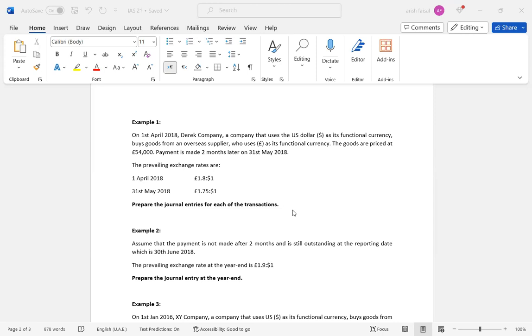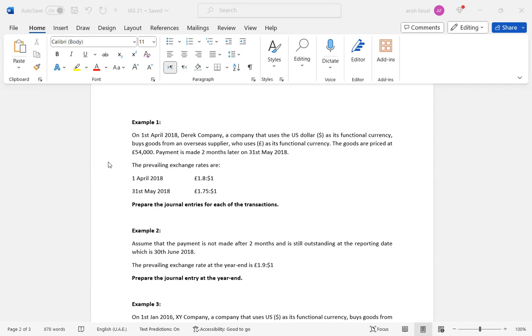In this example, on 1st of April 2018, a company which uses the dollar as its functional currency buys goods from an overseas supplier who uses pounds as its functional currency. So the Derek company over here is purchasing goods from an overseas supplier, and Derek itself uses the dollar as its functional currency. That's the currency in which it is operating, and the overseas supplier is operating in pounds.